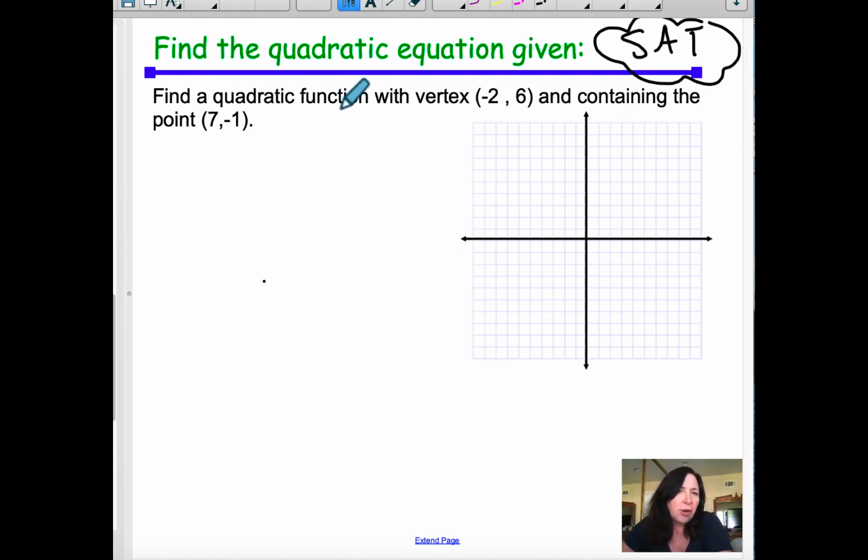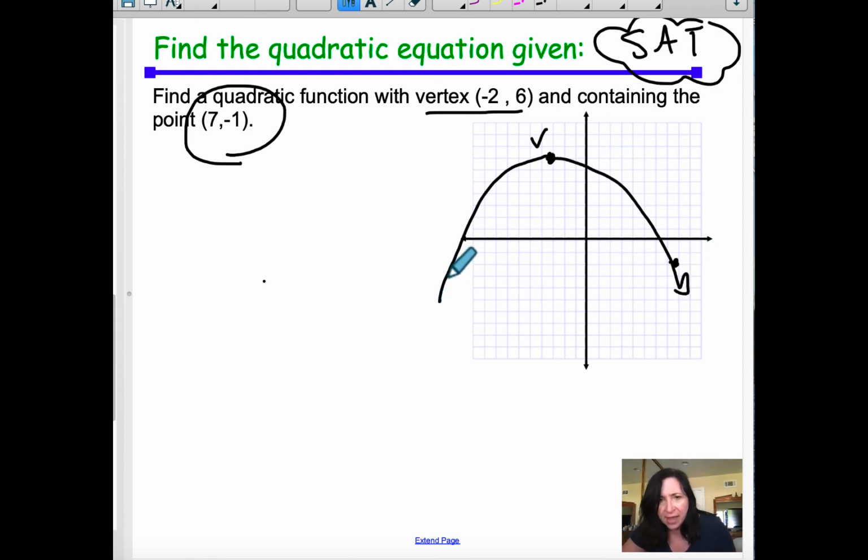So your job is to find a quadratic equation that gives you the vertex, but also contains a point. So that means at (-2, 6) is my vertex, and it contains the point (7, -1). Well, for that to happen, if the vertex is way up here and it has to contain the point, it can't go up like that, because then you wouldn't get that point. So realistically, we know that our graph is going to drop down in that direction, so it is going to be negative. So we're going to start off with our vertex form.